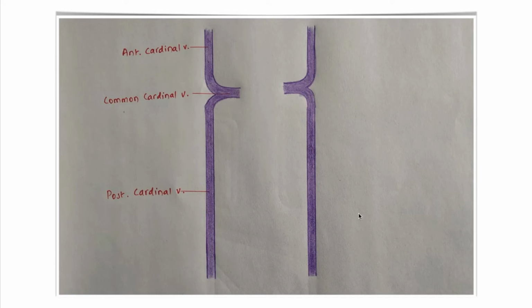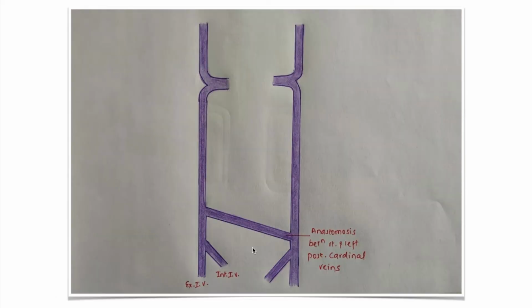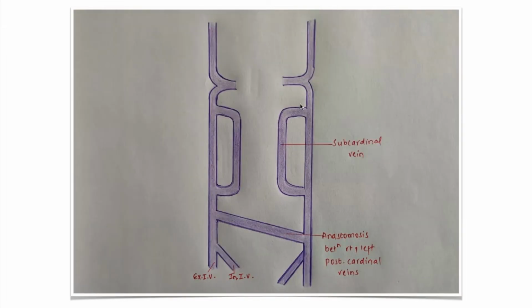So in the posterior cardinal veins there develops an anastomosis connecting these 2, plus these 2 posterior cardinal veins will also communicate with the developing external iliac vein and internal iliac vein on both sides. Okay. Next occurs the development of subcardinal veins. Now these are communicating channels to the posterior cardinal veins cranially and caudally, and these subcardinal veins initially carry blood from the developing kidneys.